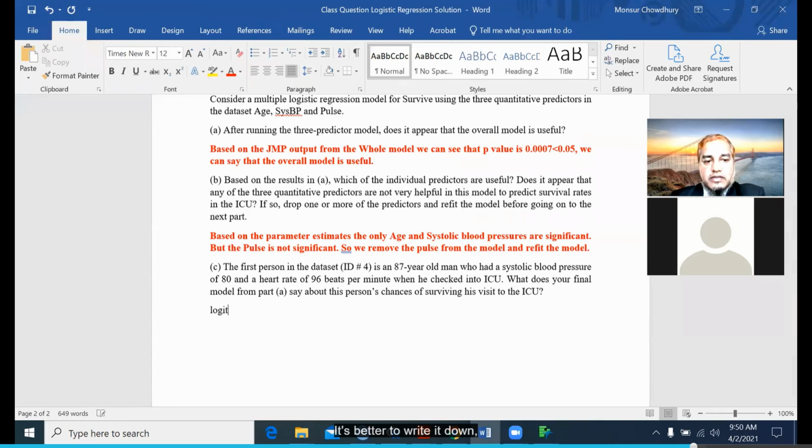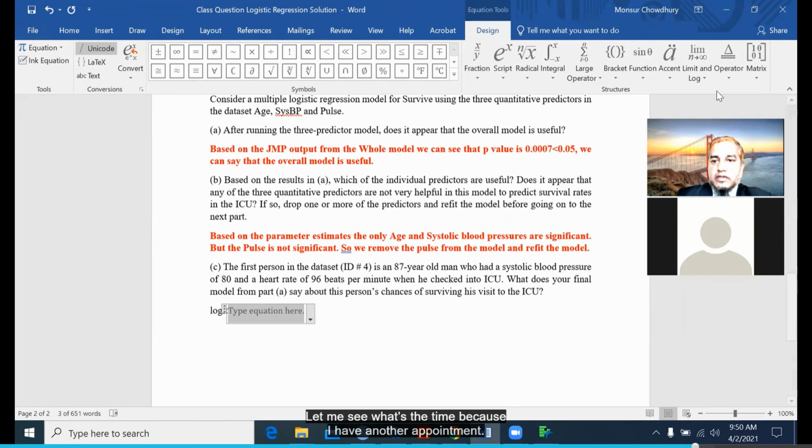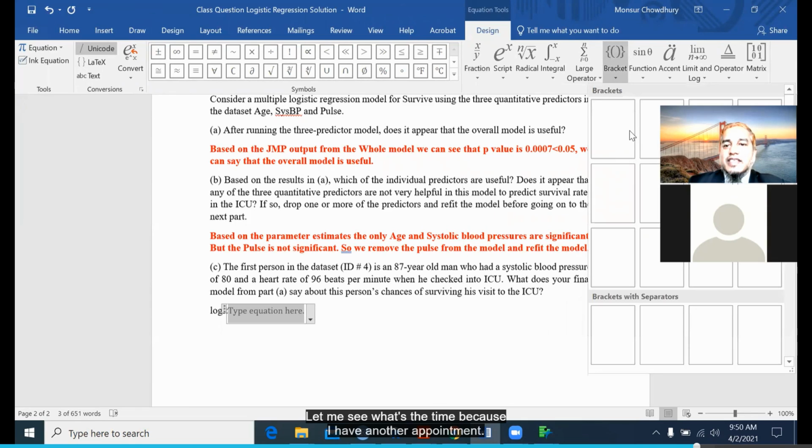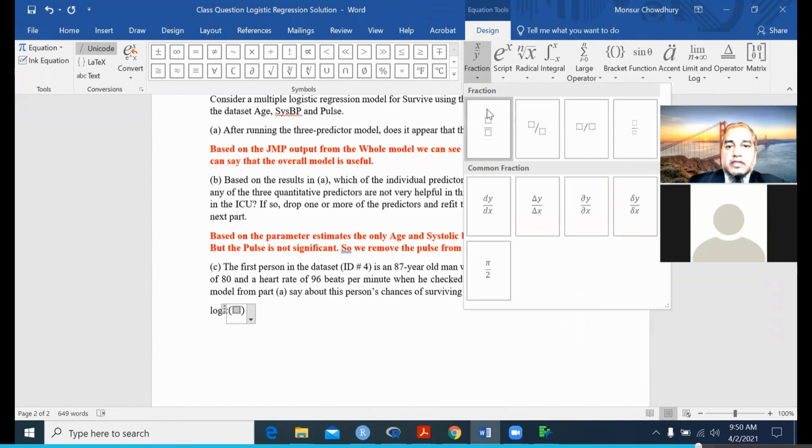It's better to write it down like that. That is what we have. Logit, okay. Let me see what's the time, because I have another appointment. Okay, so here.